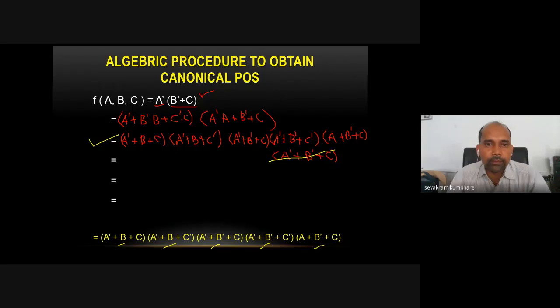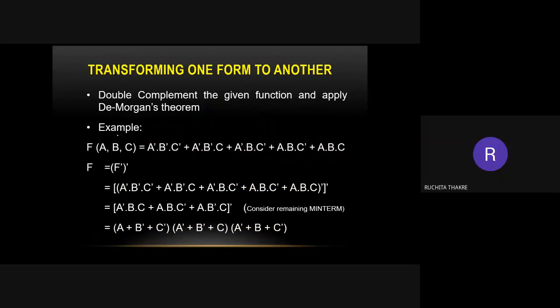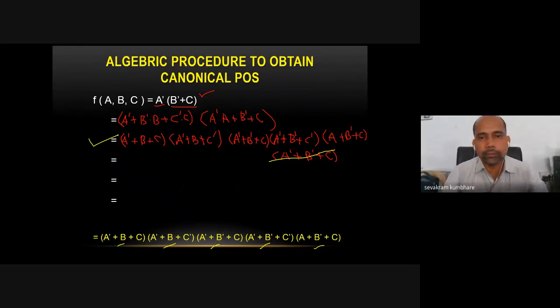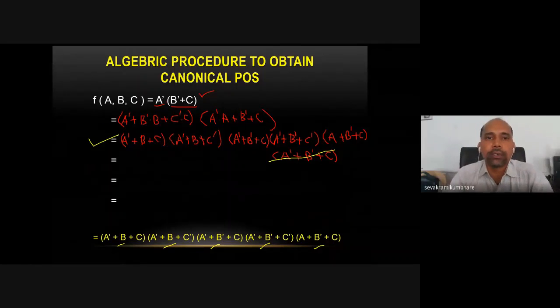Got it, all of you? Okay. So like this you can obtain the canonical SOP and canonical POS form.